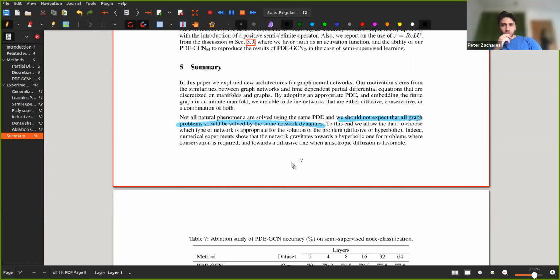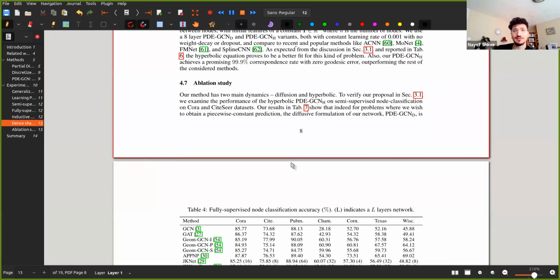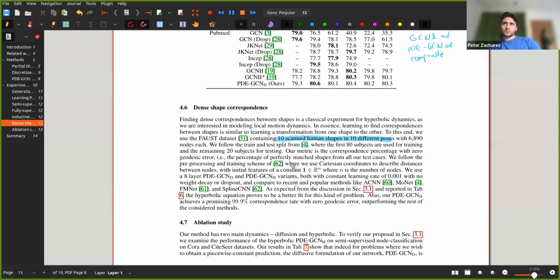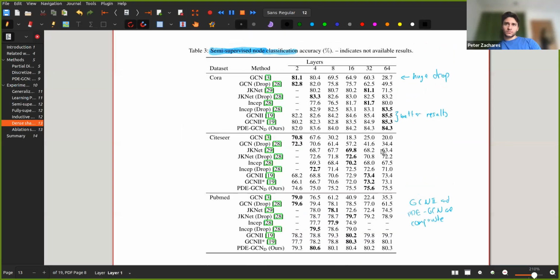But yeah, they actually use this Faust data set that I hadn't seen before, which has human scans of humans doing different poses, with a huge number of nodes. So that was pretty interesting to see.